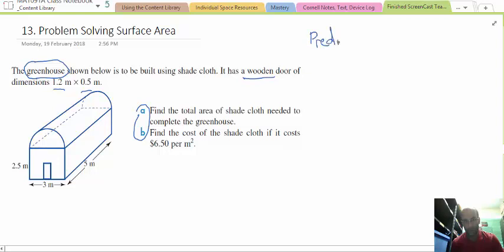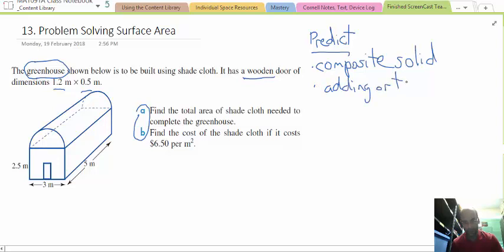So our steps are predict, clarify, solve, reflect. Well, what are we going to do? We've got a composite shape. So composite solid or composite shape, and that means it has more than one solid, and we're going to be adding or taking areas to get the total surface area of different shapes. Alright, so clarify.